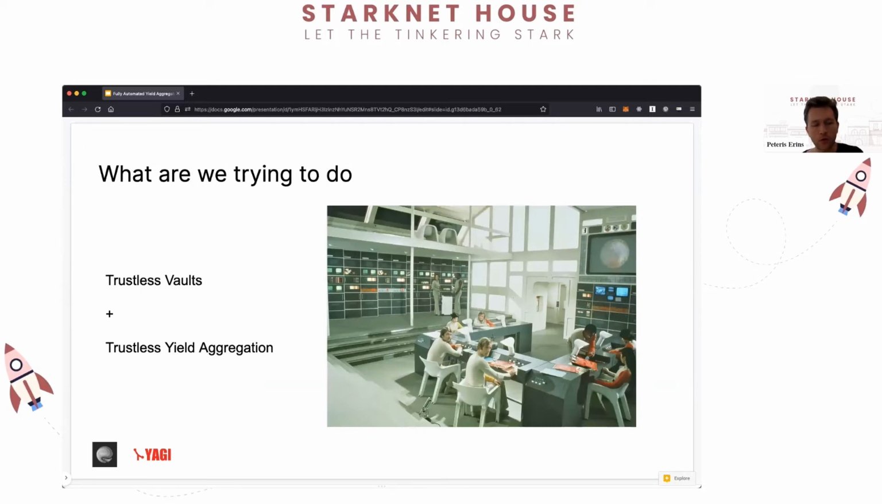So in terms of what we're trying to do here, we're really trying to build two things. First of all, trustless vaults, which, as I've described, are really investment strategies that target a single type of token. And then the second thing is we're trying to create a trustless yield aggregation. So what does that mean? Yield aggregation simply means that instead of you coming to Yagi and saying, hey, I have some Ether, I'm going to invest in this specific strategy, you could just come with your Ether and basically deploy it and let us automatically decide where that gets allocated, right?